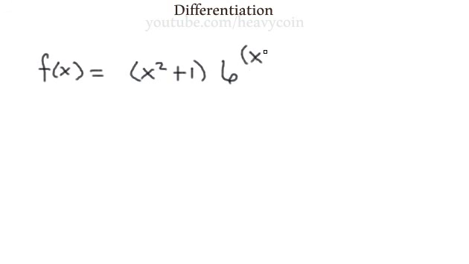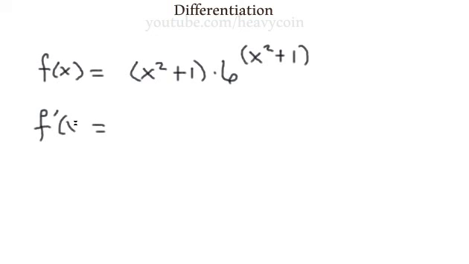Alright, let's see here. We're going to have f of x is equal to x squared plus 1 times 6 to the x squared plus 1 again, let's say. And we want to find the derivative. So we're going to have to use the product rule.